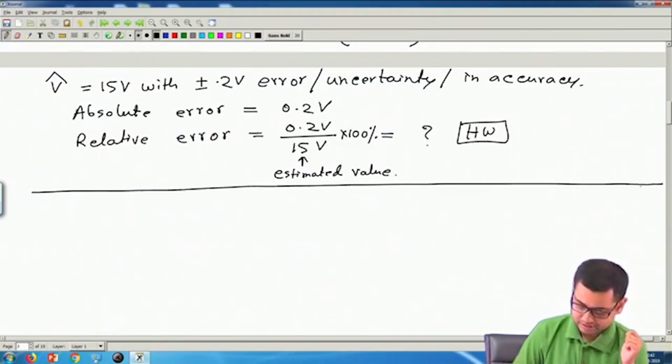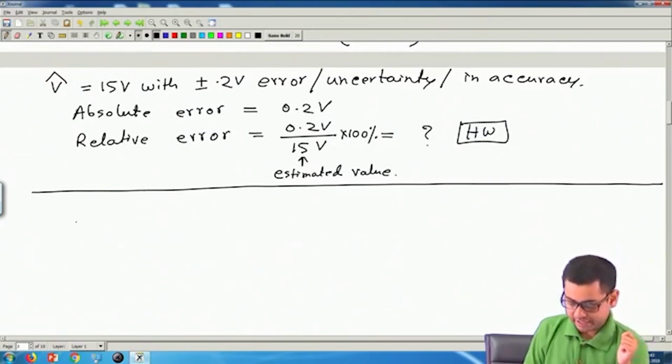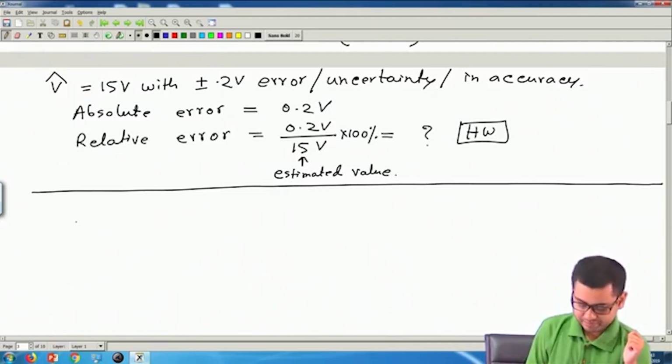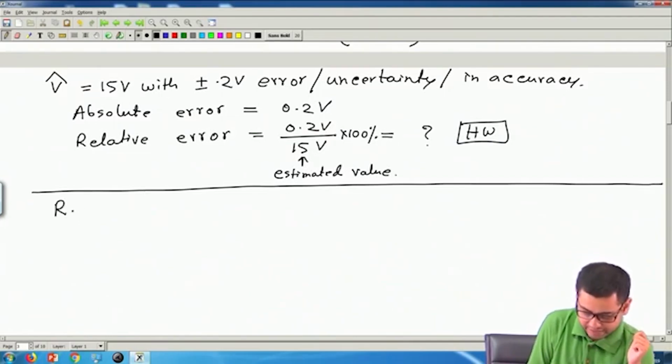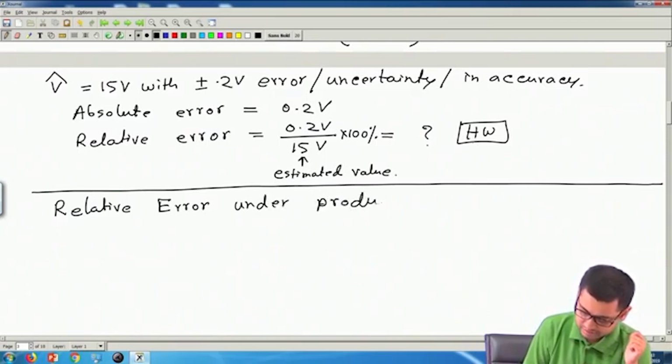Now, let us consider how relative error is aggregated when we take products of quantities. The topic title is relative error under product or division. So consider a situation, a question.